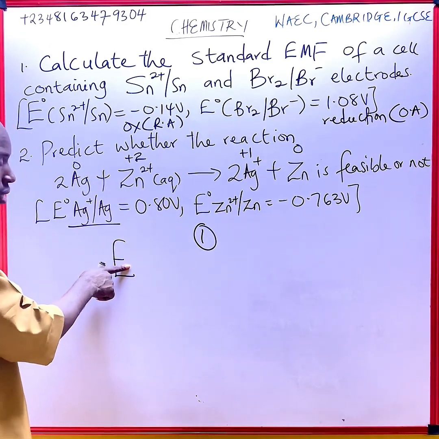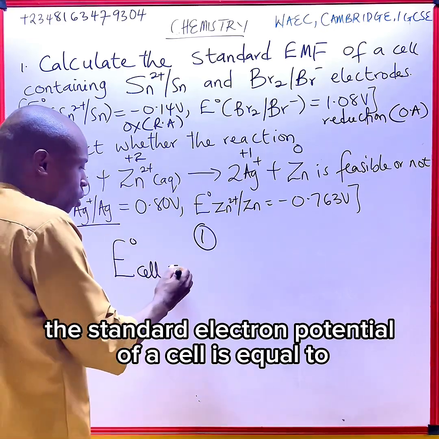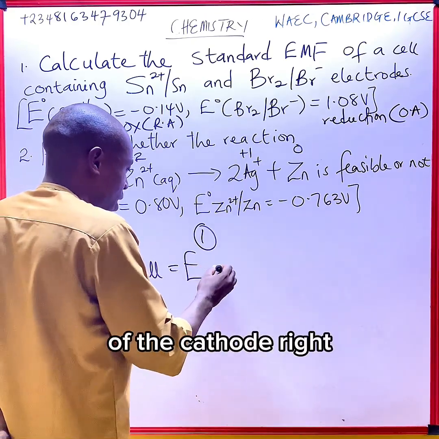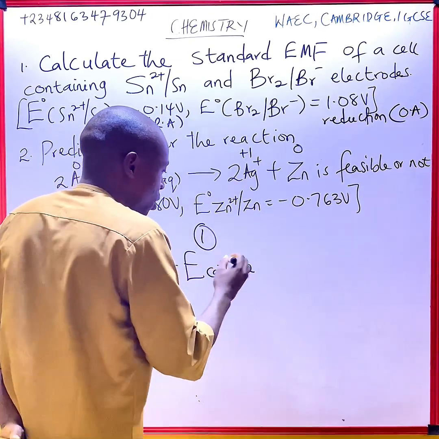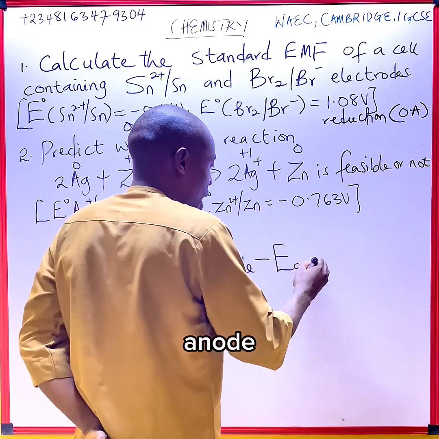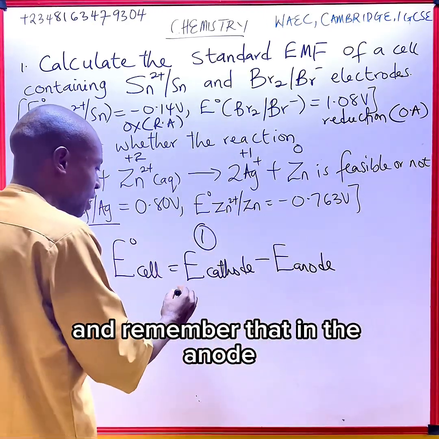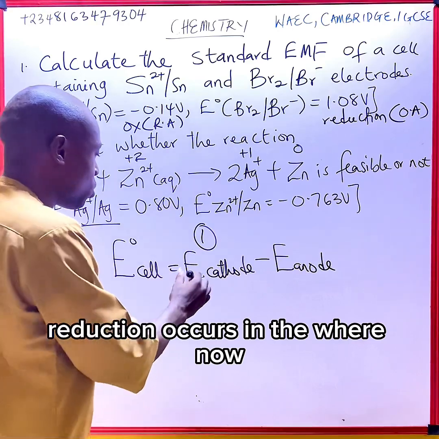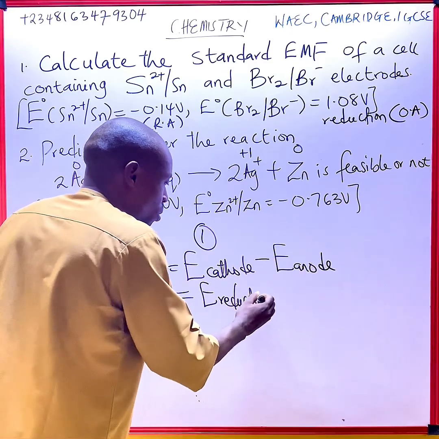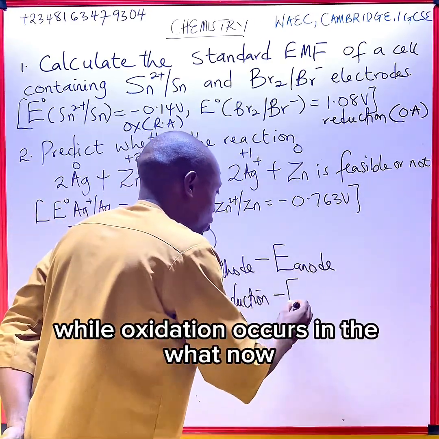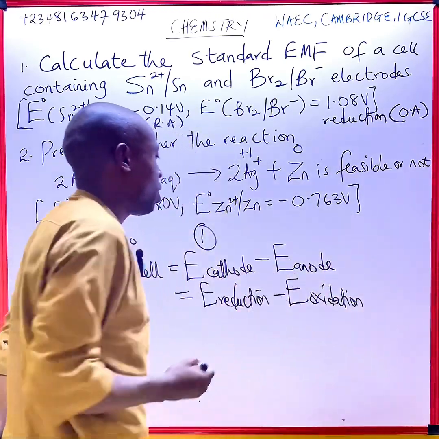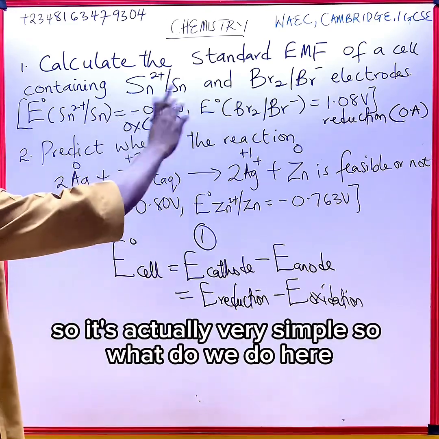the standard electrode potential of a cell is equal to the electrode potential of the cathode, minus the standard electrode potential of the anode. And remember that reduction occurs in the cathode, while oxidation occurs in the anode. So it's actually very simple.